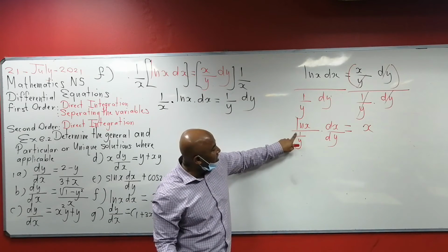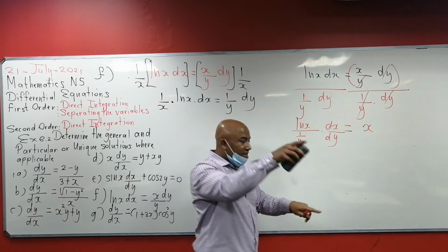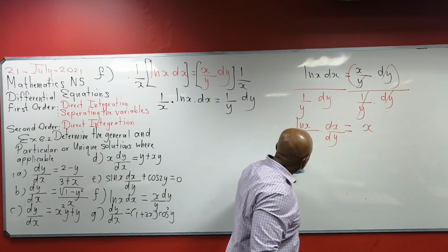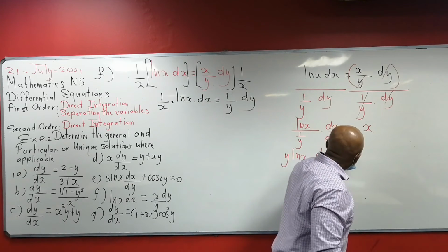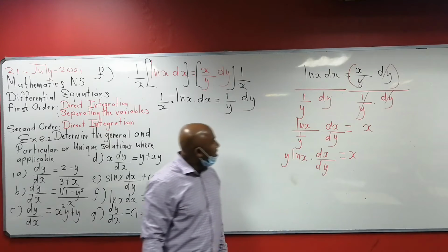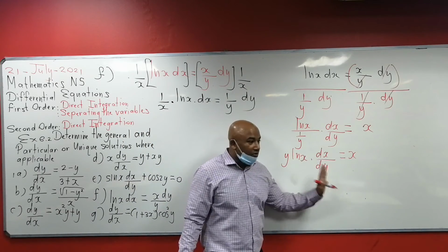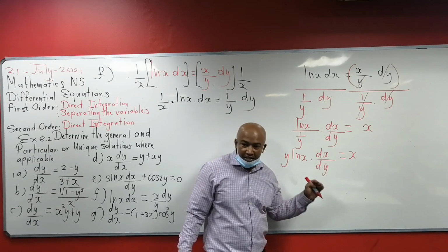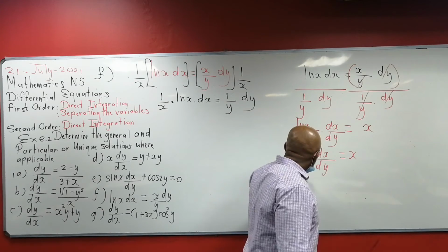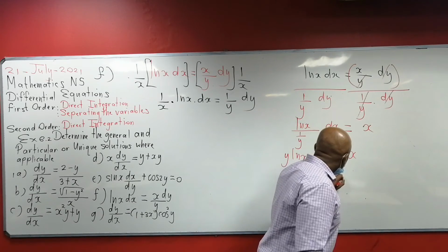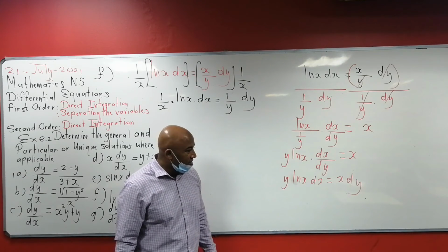Okay, now I got ln x divided by 1 over y. So I'm dividing by a fraction. So if I invert and multiply, it becomes y ln x. And there's my dx over dy is equal to x. And now, I still have a problem, right? There's nothing wrong with what I'm doing. It's just that it's taking long now. Can you see that? So now if I cross multiply by dy, I'm going to end up with y ln x dx is equal to x dy. I cross multiplied now. Can you see that?